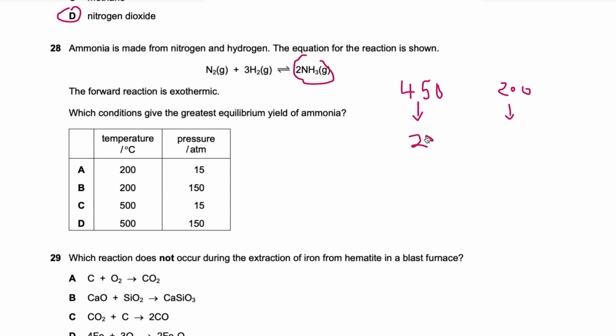Let's say we bring it down to 200. And then the pressure a little bit. Don't reduce it too much. Just reduce it a little bit. Let's say 150. Since there's no 180 in the options, 150, a little bit. This will be a great condition for maximizing the production of ammonia. So I think the answer will go for B.